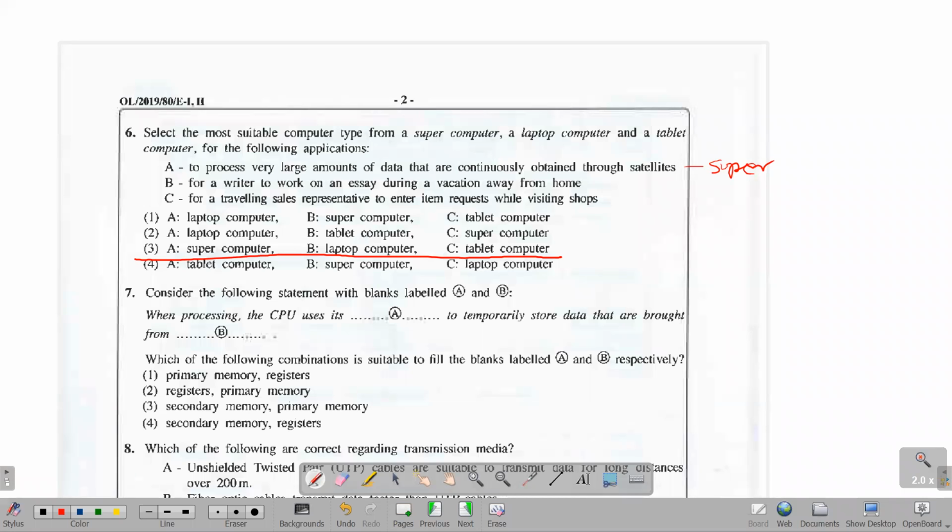Seventh, consider the following statement with blank label A and B. When processing, the CPU uses its blank to temporarily store data that are bought from this. So this is asking when processing, the CPU uses. CPU is going to use the registry memory, right? And the registry memory is given the details or given the facts from the primary memory or the RAM, right? So the second one is going to be the answer.